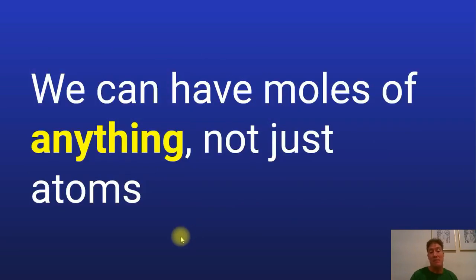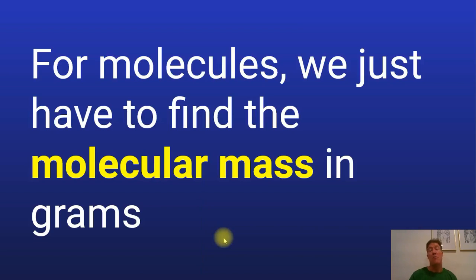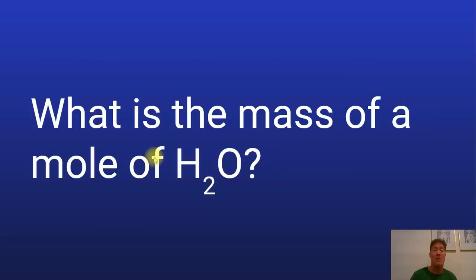So we can have moles of anything, not just atoms. We can have moles of atoms, moles of molecules, moles of ions, moles of formula units, moles of anything. But when it comes to molecules, we just have to find the mass of the molecule in grams, which we take from the atomic mass for each element in the compound. So let's say, what is the mass of a mole of this molecule, H2O?